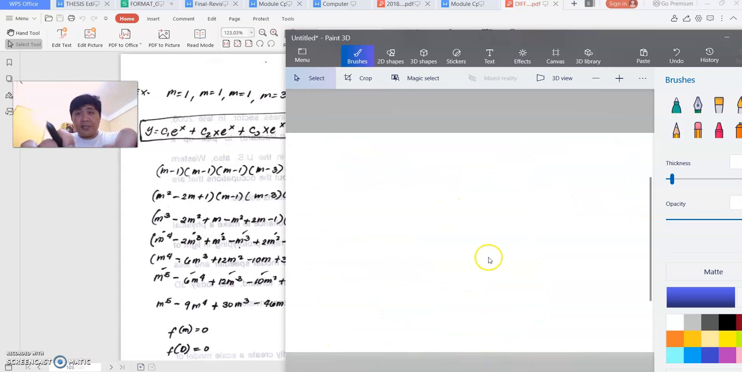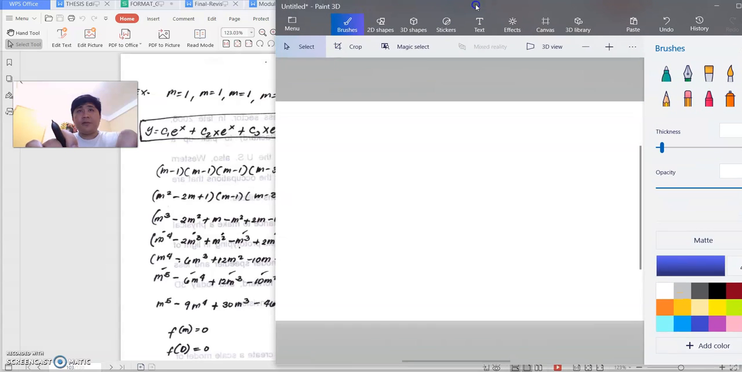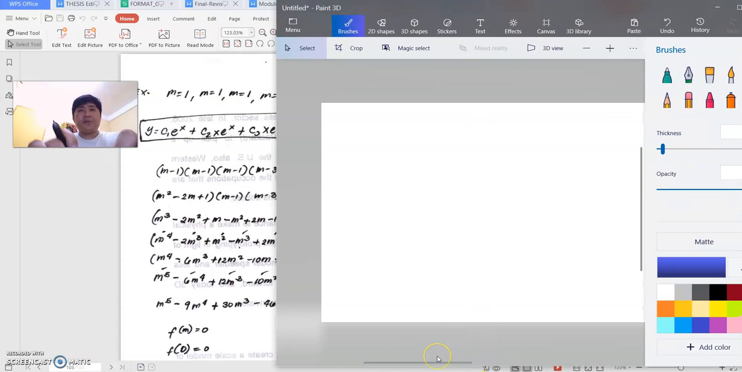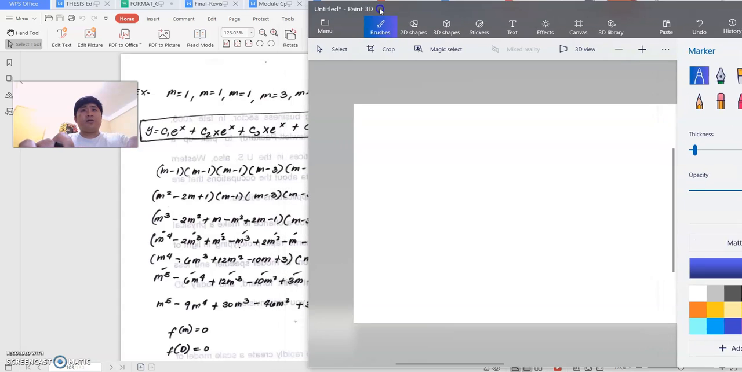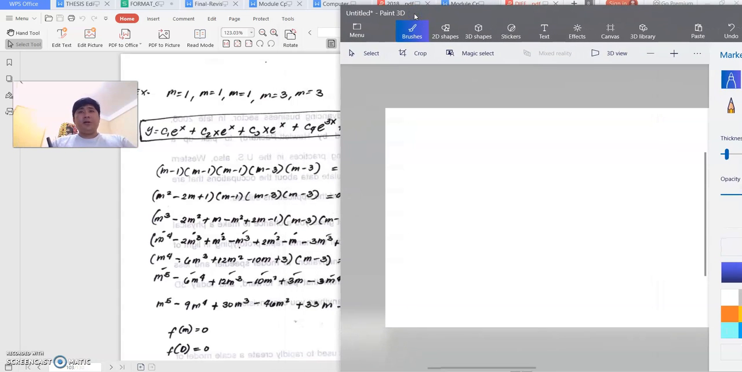Let me clear this first. So from here the roots are m equals 1, m equals 1, m equals 1, m equals 3, and m equals 3. So we have 5 roots.